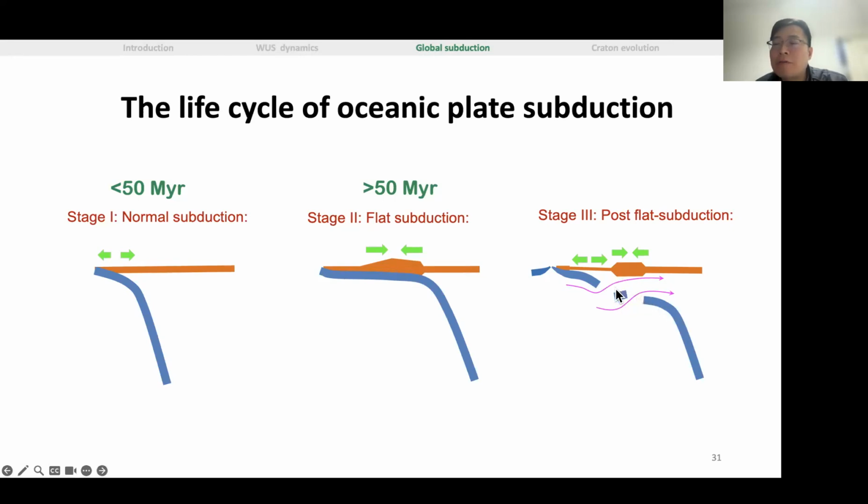It will peel off from the upper plate, and that generates a huge tear in the slab, and that causes the mantle flow to go through from the ocean side to the inland side. At the same time, because it's the end of the oceanic plate, the seafloor, the mid-ocean ridge is also approaching the trench.